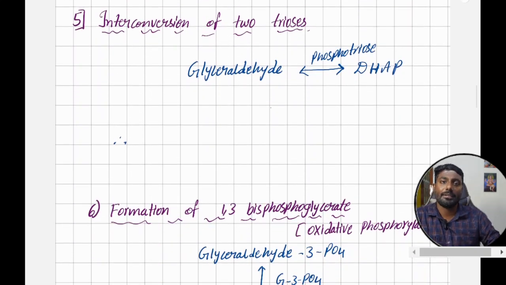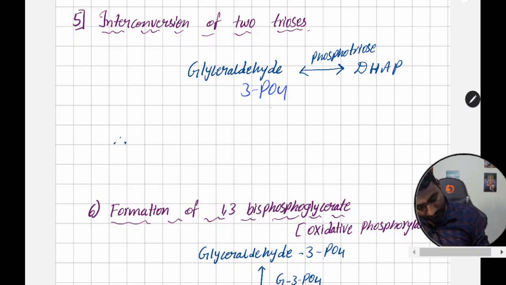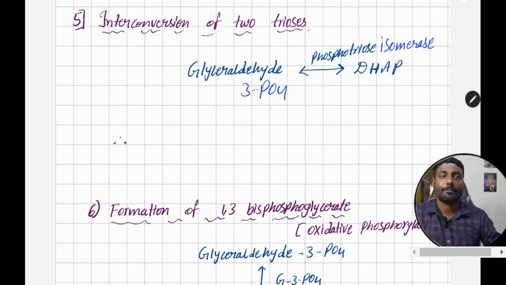Now, in the next step, there is interconversion of these two trioses, glyceraldehyde 3 phosphate and dihydroxyacetone phosphate, with the help of phosphotriose isomerase. Okay. This DHAP is getting converted into glyceraldehyde 3 phosphate. From the next reaction, G3P will be forming the pyruvate. So from one glucose, how many pyruvates are getting formed? Very good. It is 2 pyruvate.